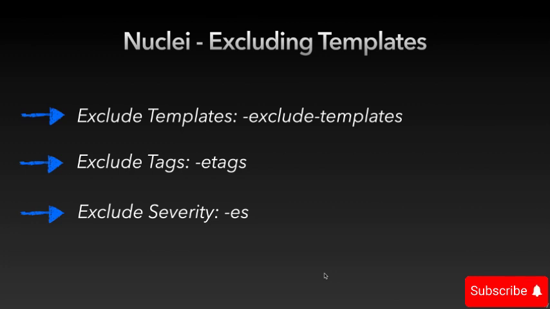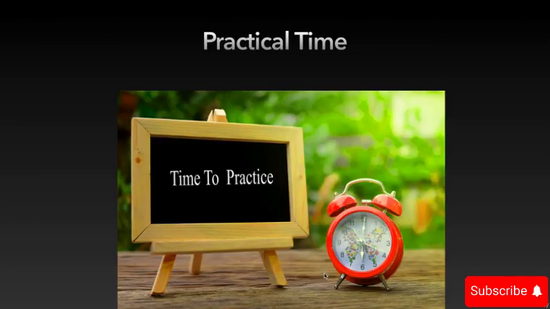You can also exclude severity from being run on a target. For instance, I'm not interested in identifying the informational based vulnerabilities on a target. I'm only interested in identifying all the vulnerabilities apart from info. You can mention that in the exclude severity filter. So it's practical time, and let's quickly see how you can do this practically.